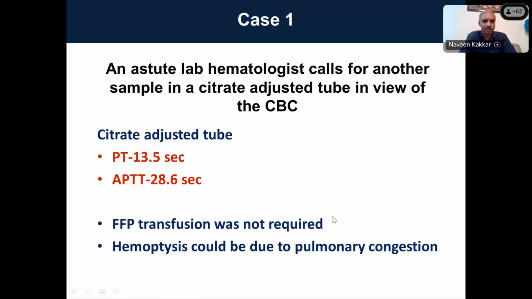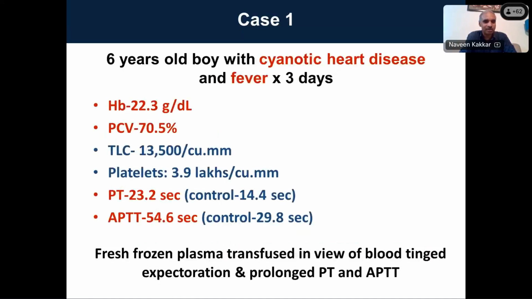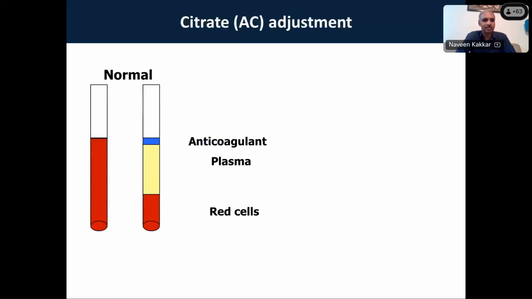So remember, if it's a hypoxia, your lungs will be congested, capillaries are congested, pressures are increased. Some of them can rupture and cause hemoptysis. Although I built up this case so that it will lead to the diagnosis that you made. But still, some important points to consider. So whenever you look at a high PCV and you get abnormal coagulation results, there is something else to look at. So let's go to the next slide.